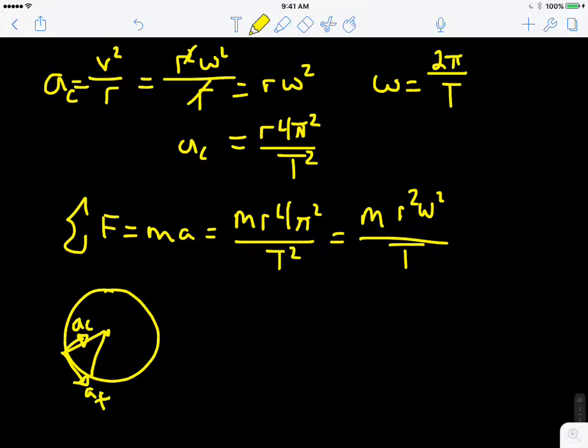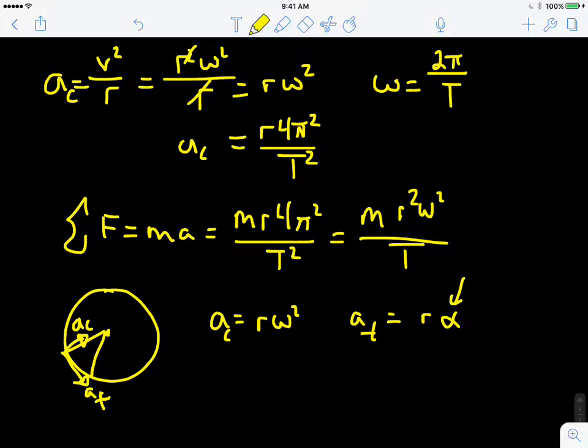Let's see, tangential acceleration. So what we can actually say is that the centripetal acceleration is equal to r omega squared, and the a sub t, the tangential acceleration, is equal to r times alpha, where alpha is the angular acceleration.